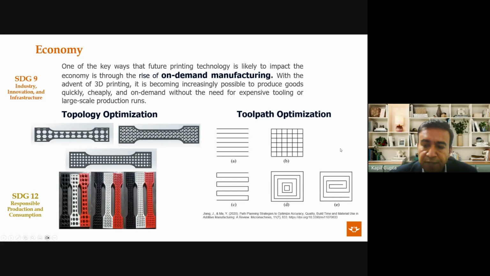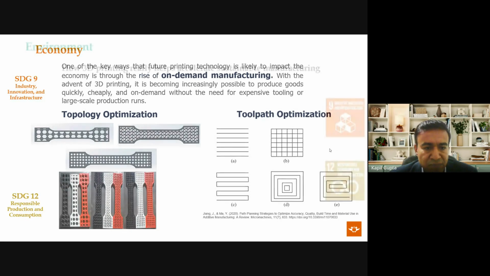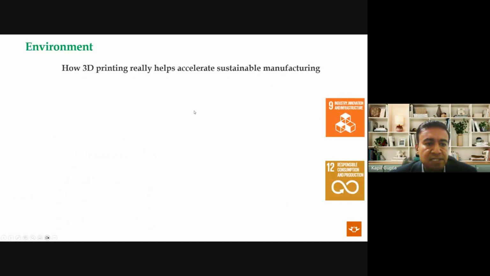We are also making our 3D printed object lighter, then responsible production and consumption. This is the contribution towards goal number 12. Environment. So how we are supporting environment, what possible sustainability interventions are there. So how 3D printing helps accelerating the sustainable manufacturing. Again, number 9 and 12. There are some other examples of other goals on the next slides.